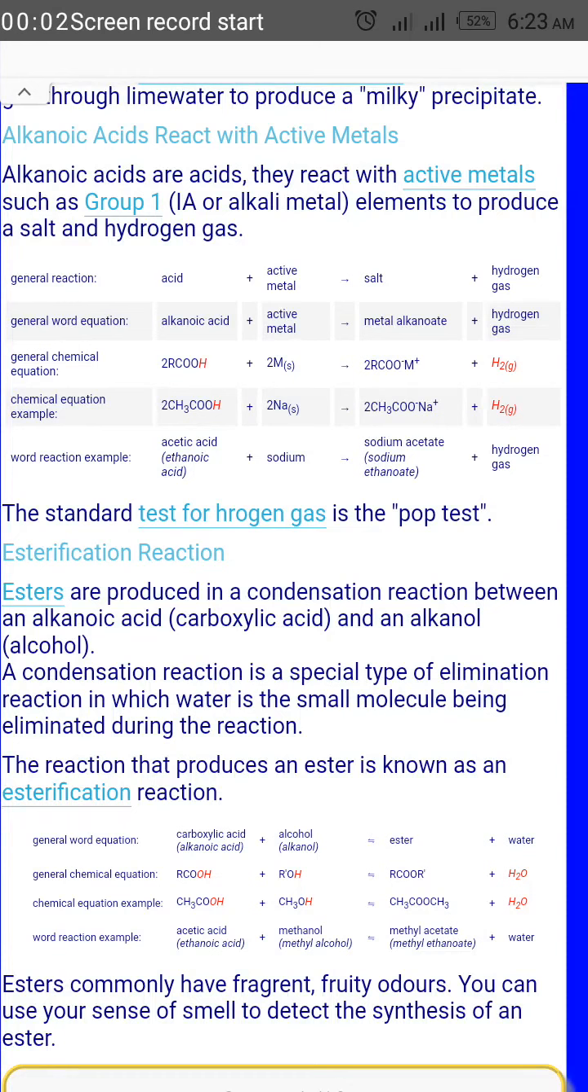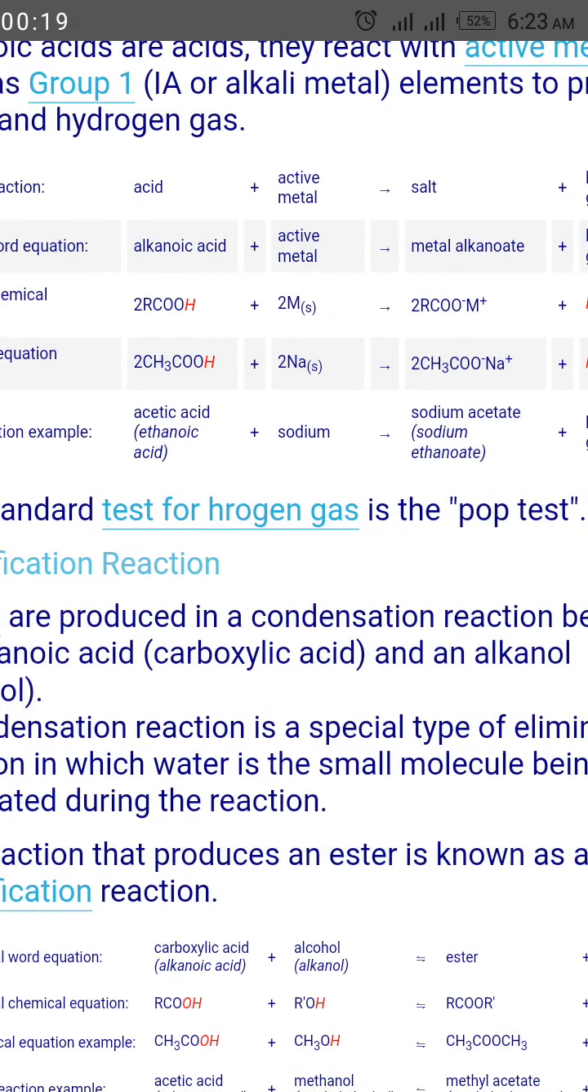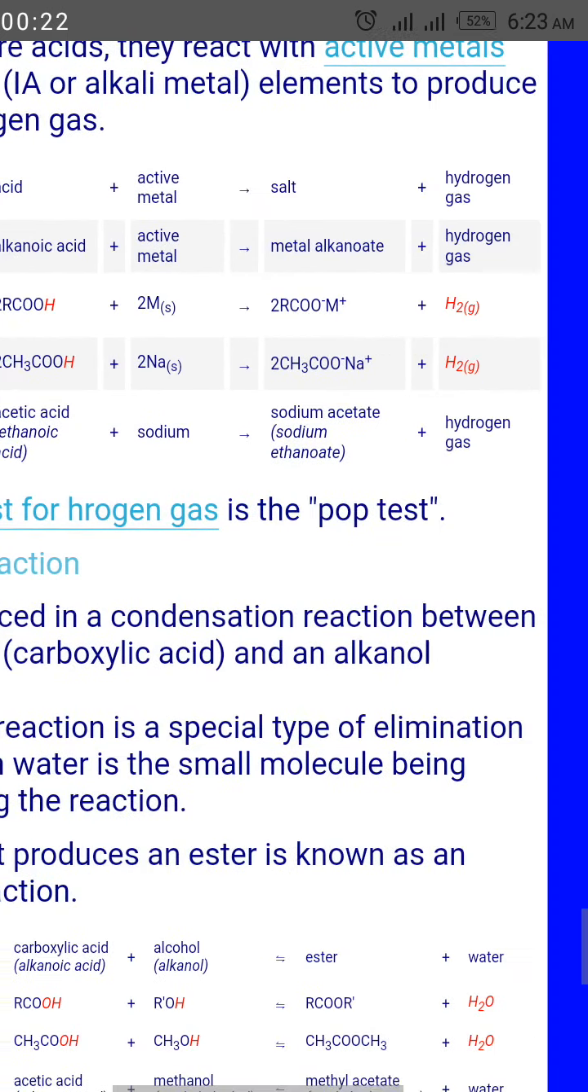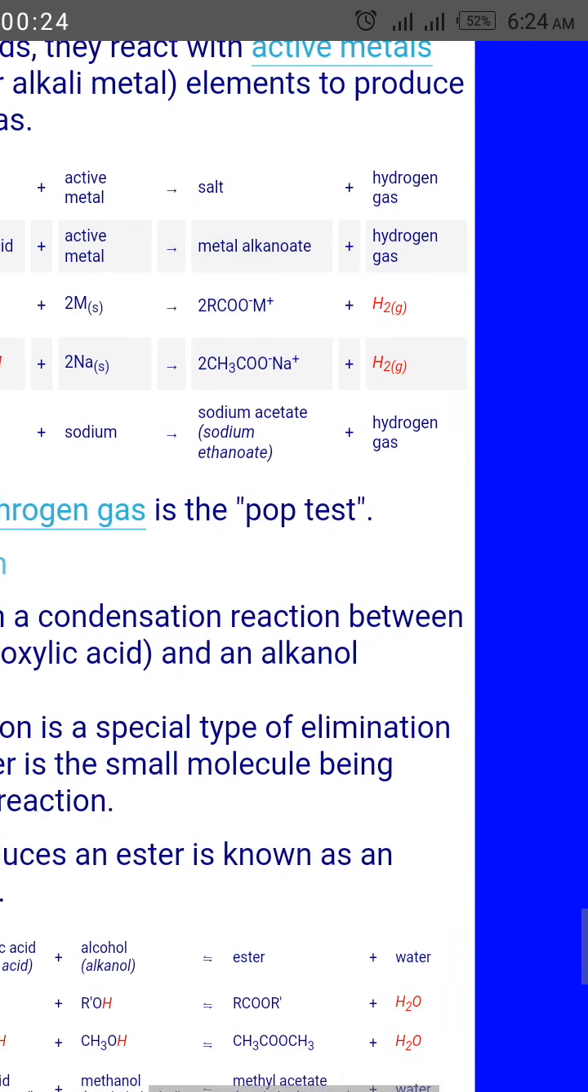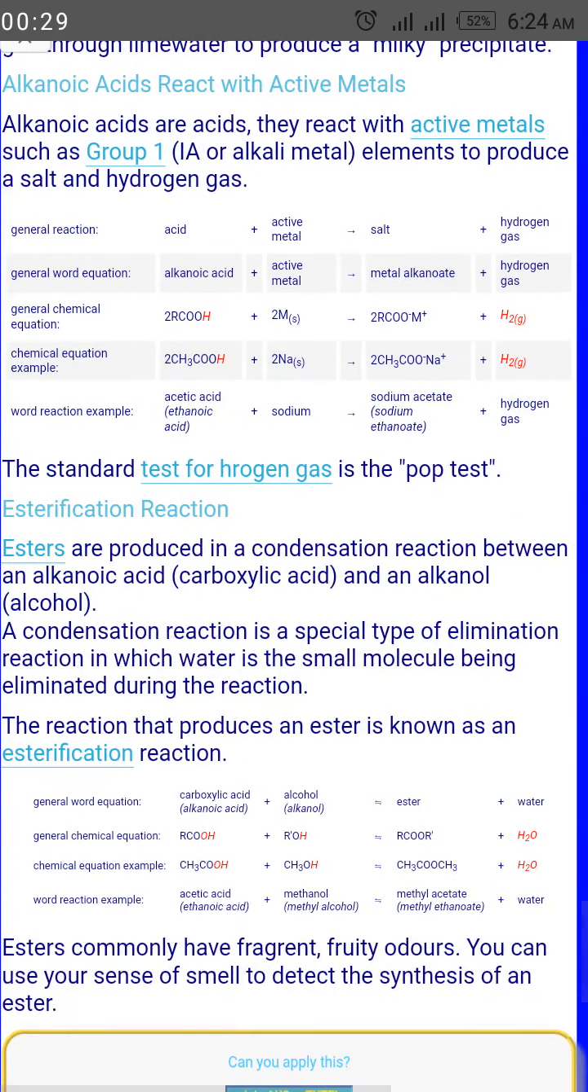As well, alkanoic acids react with active metals. Don't forget, I told you the other time that active metals, group 1 elements, react with alkanoic acid to produce a salt and hydrogen gas. Look at the reaction here. A reaction between acetic acid, ethanoic acid, and sodium metal gives you sodium acetate and hydrogen gas. Hydrogen gas is liberated. So you can test for hydrogen by the pop test. You all know the pop test. That is how to test for the existence of hydrogen, because hydrogen is not visible.